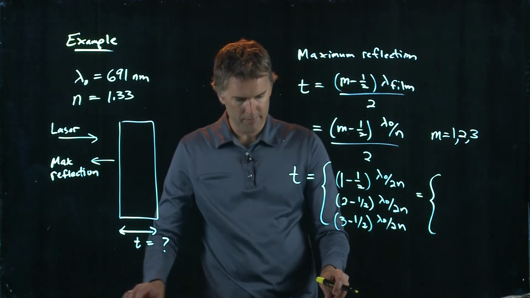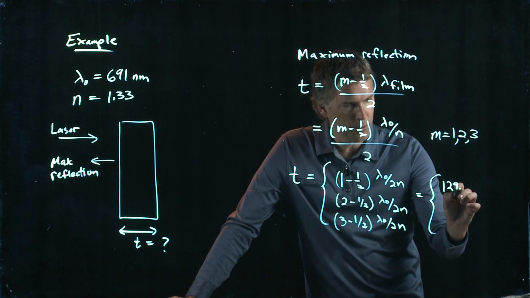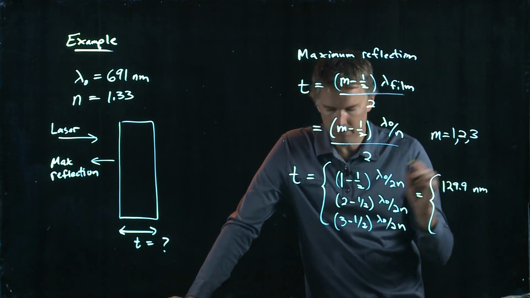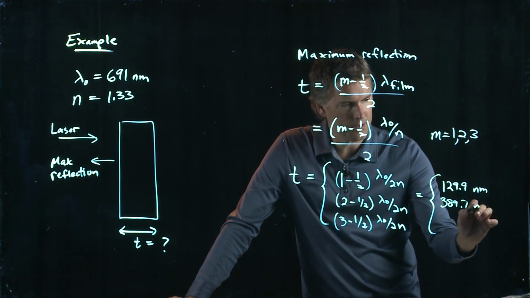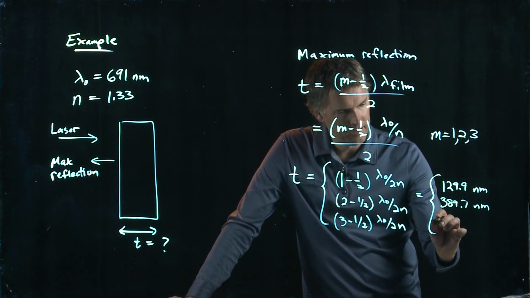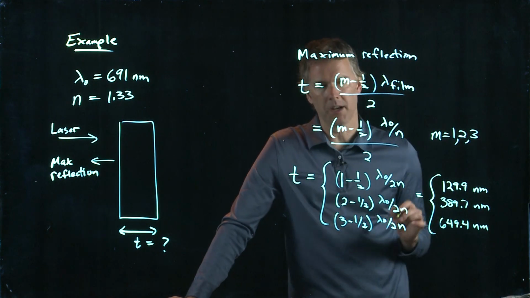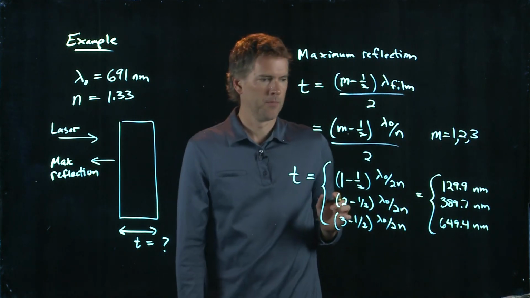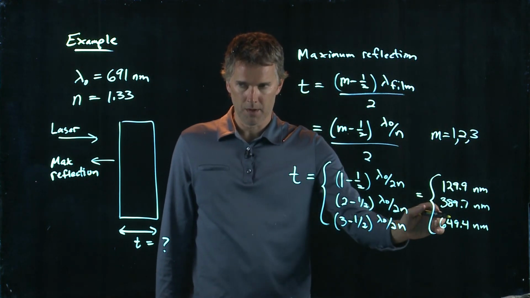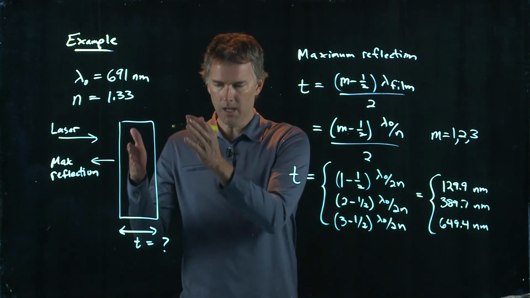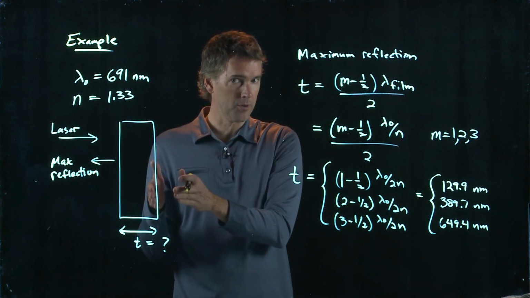But I got the following: 129.9 nanometers, 389.7 nanometers, 649.4 nanometers. Those are typical numbers that you might see in a real coating on your glasses or on your mirrors.